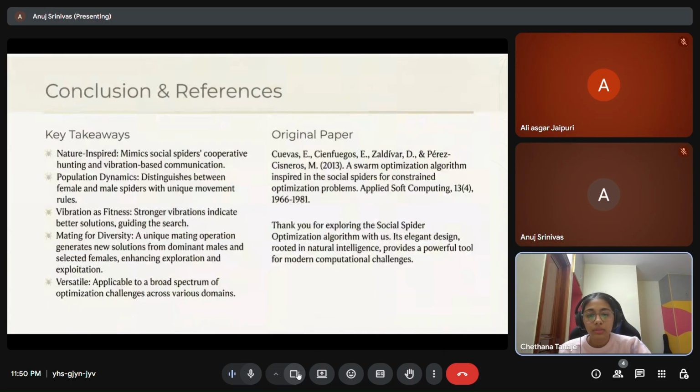So as a conclusion, we conclude that social spider optimization is a powerful nature-inspired algorithm that models cooperative behavior, vibration-based communication, and mating processes. Its diverse applications, adaptability, and simplicity make it a valuable optimization tool.